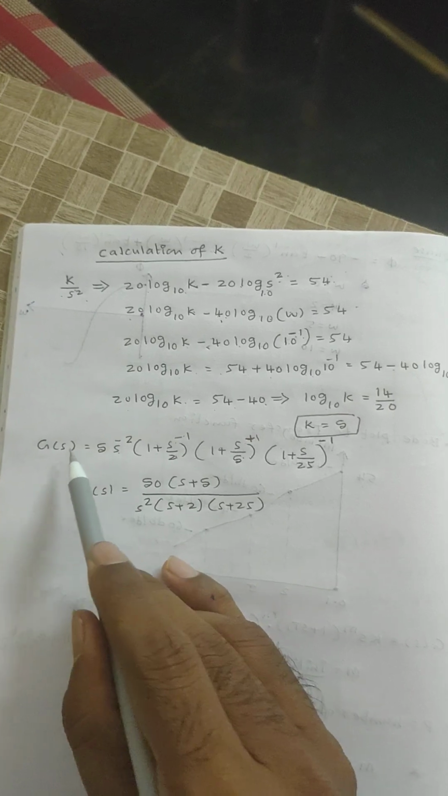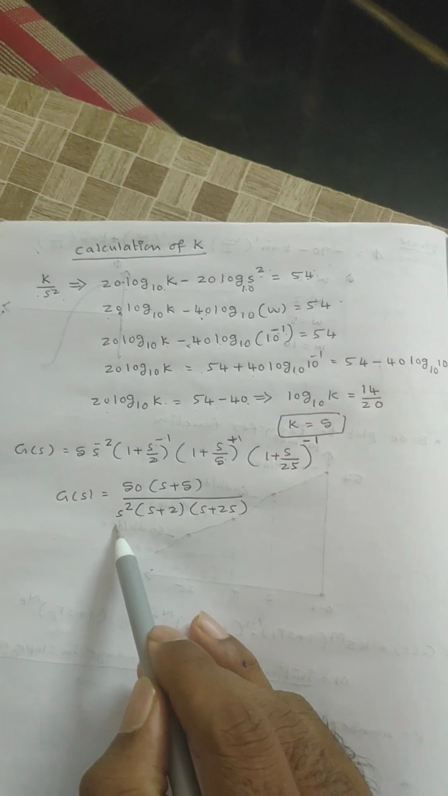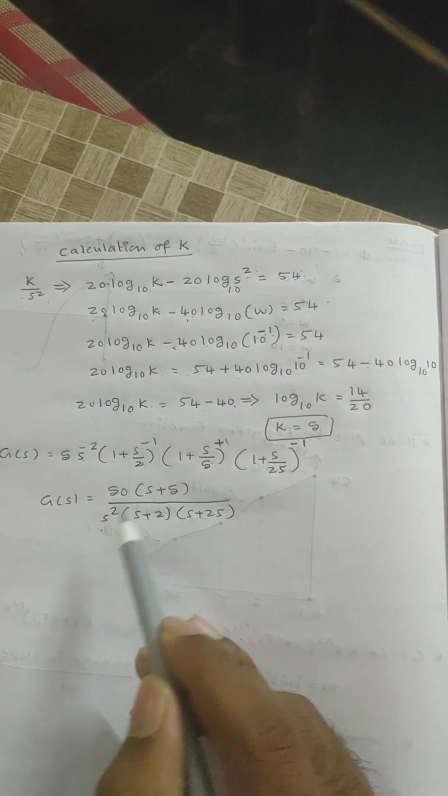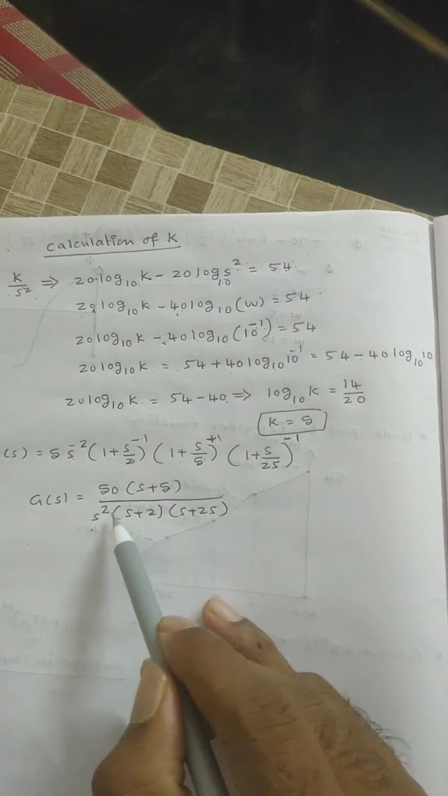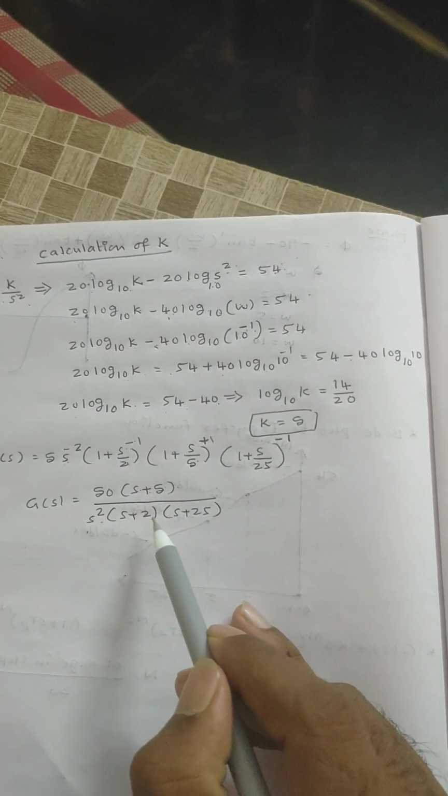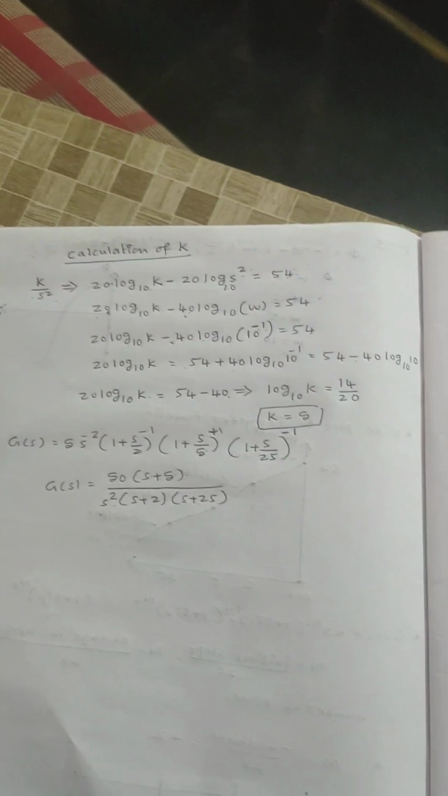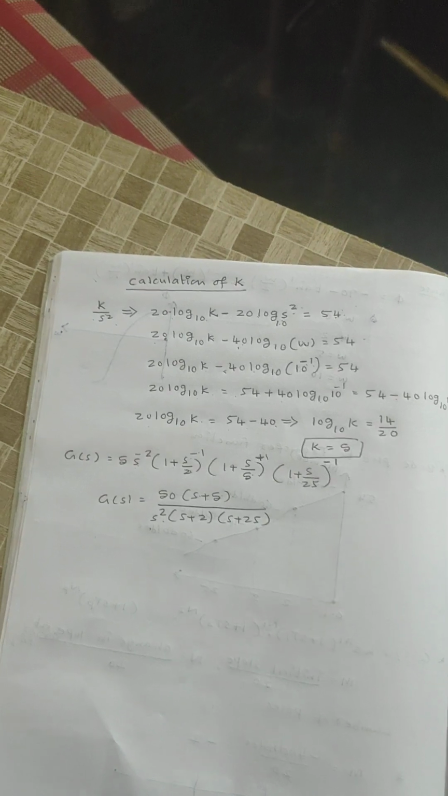If I write here, I will get G of s is equal to 5 into s power minus 2, which can be written as 5 by s square. After that, if I simplify this equation, you will get 50 into (s plus 5) divided by s square into (s plus 2) into (s plus 25). In this way, we can find out the G of s value from the given Bode plot.